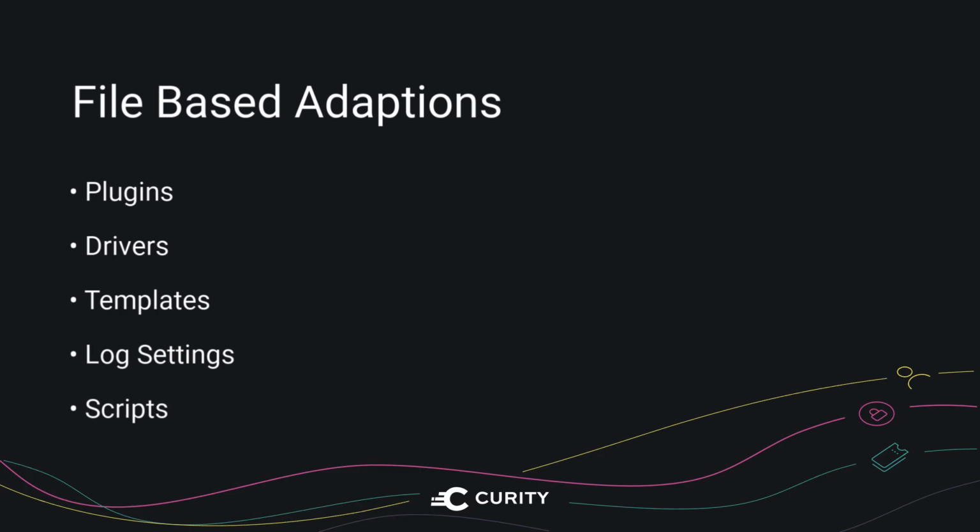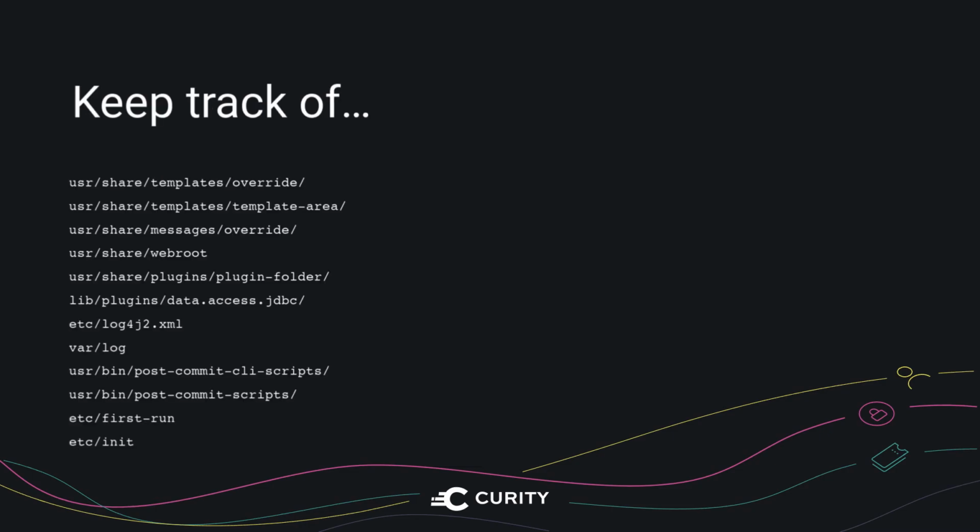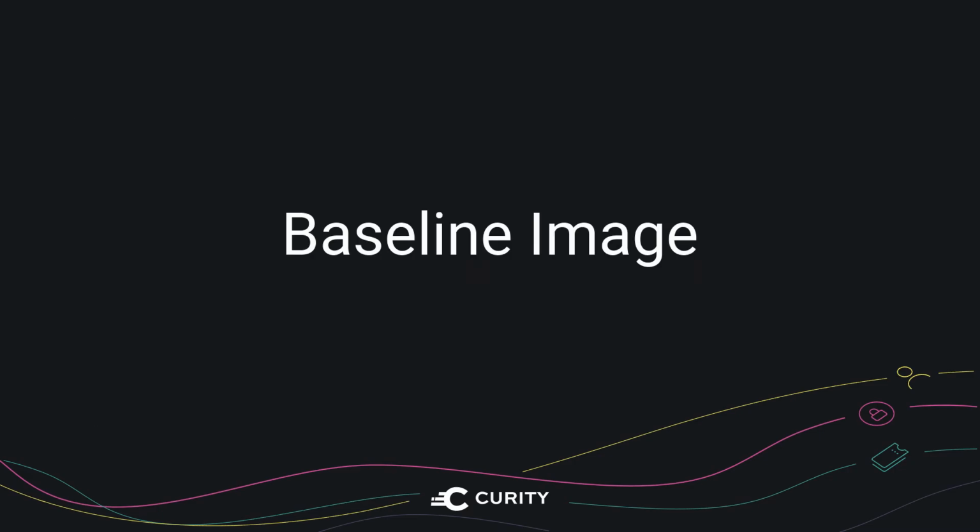In addition, you may have scripts for procedures or post-commit hooks. So there are plugins, drivers, templates, log settings, and scripts on the local file system to keep track of. Here is a list of files relative to the installation folder of Curity Identity Server. Please do not consider it complete. Let's have a look at how we can utilize these cool features during a deployment.